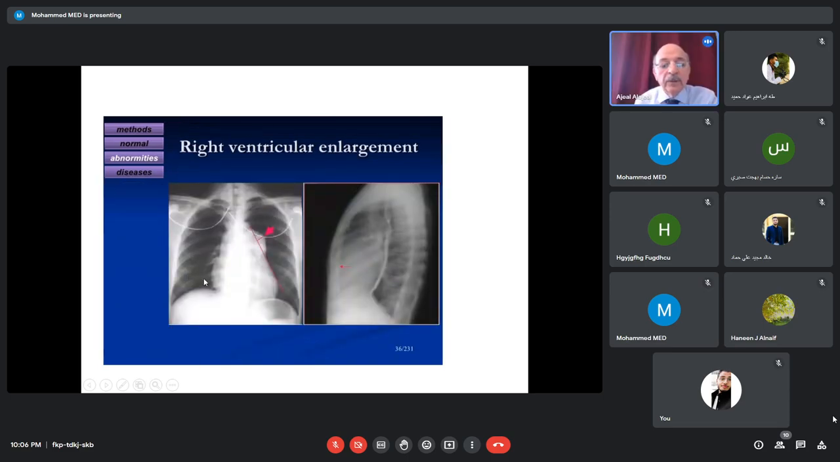Yes, this is right ventricular enlargement. The red arrow points to the pulmonary artery, a very prominent pulmonary artery. This means that the pulmonary pressure is high, and when the pulmonary pressure is high, the right ventricle will enlarge.